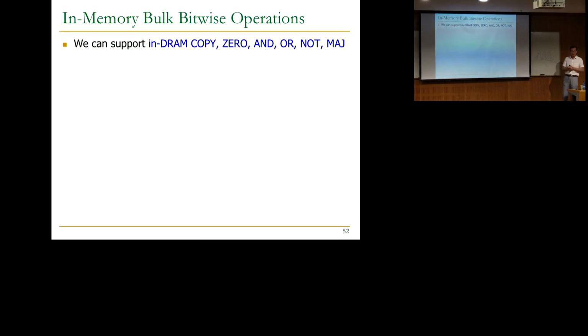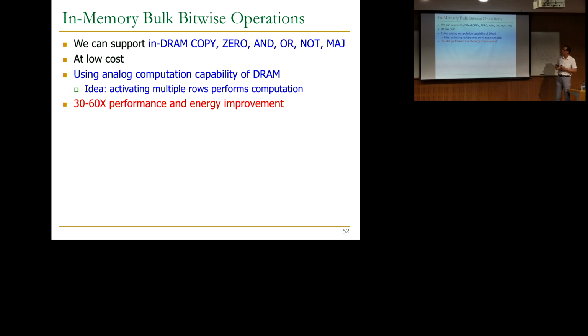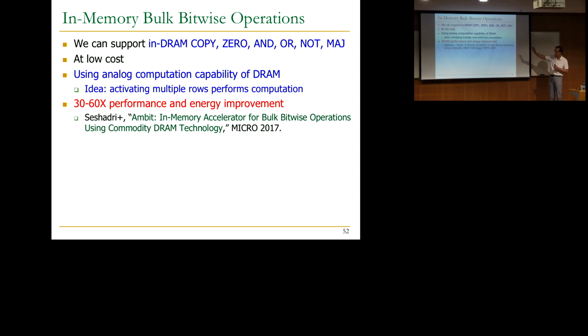So I'm going to tell you more. Basically, similarly, we can support AND, OR, NOT and majority at low cost. These are bitwise operations. And we're going to use the analog computation capability of DRAM. The idea will be very simple. We want to activate multiple rows to perform computation. And I'm going to show you benefits for these bitwise operations, 30 to 60x performance and energy improvement. And this was finally published recently.